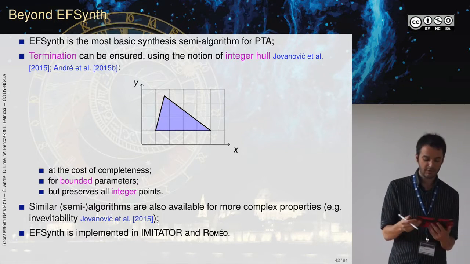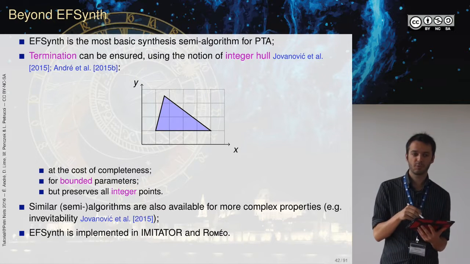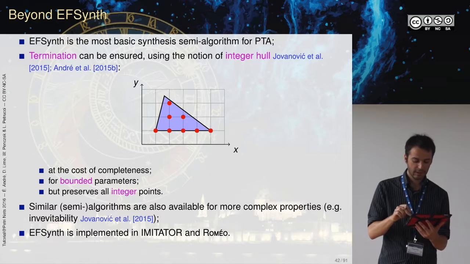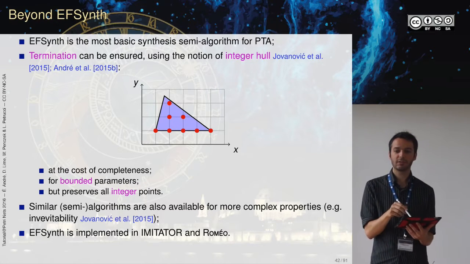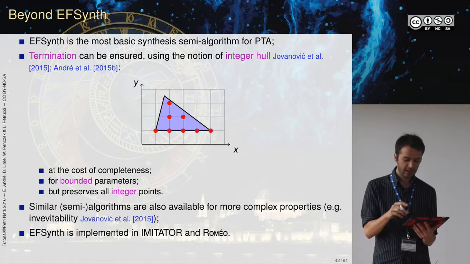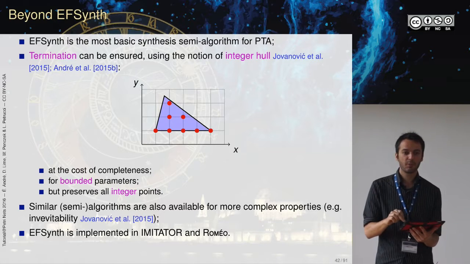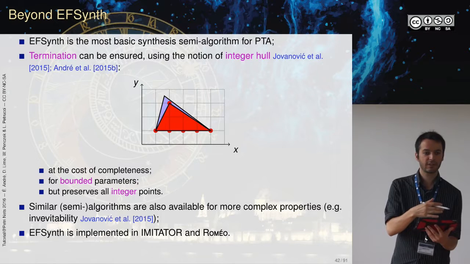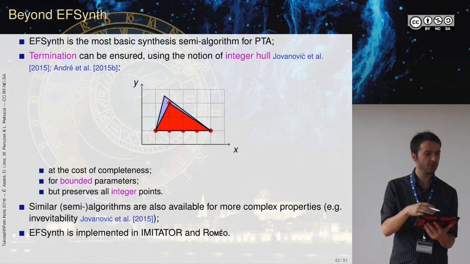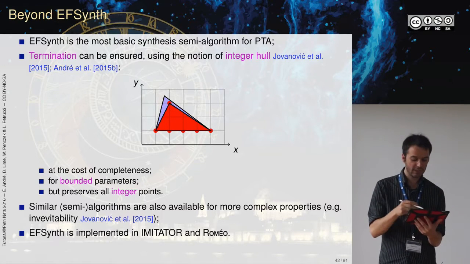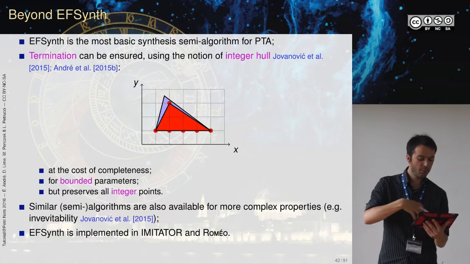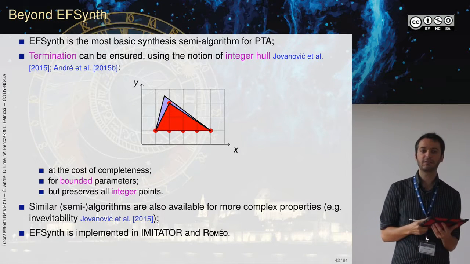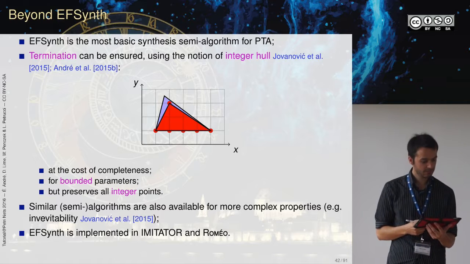The integer hull, what is it? If we have a polyhedron with clocks and parameters, like here in 2 dimensions, we take all the integer points inside this polyhedron. And then we take the smallest polyhedron that contains those integer points. So we take the convex hull of all integer points of this polyhedron, and so we get the integer hull. And if we apply the integer hull at selected places of the EFSynth algorithm, it will terminate.